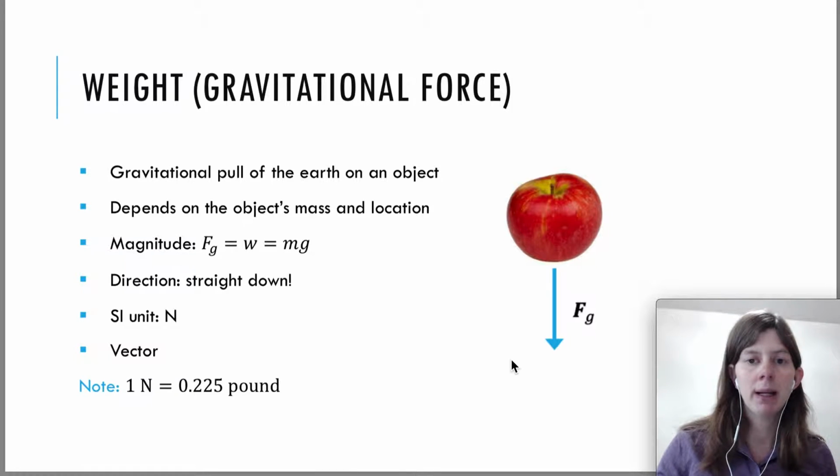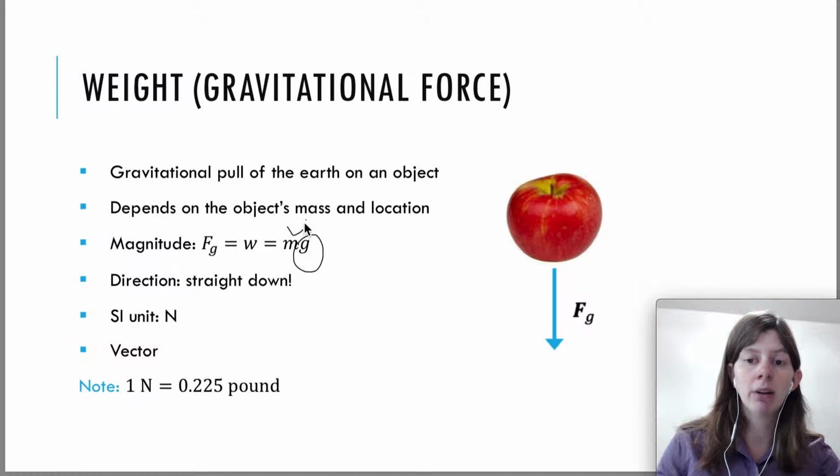So the weight depends on the mass and the location of the object. The expression that we have for weight, which you can call Fg or W, is mg. So you can see that it does depend on mass, because the more mass you have, the more weight you're going to have. It also depends on location, because g is the acceleration due to gravity, and that does depend on your location. If you're on the moon, the acceleration due to gravity is different.